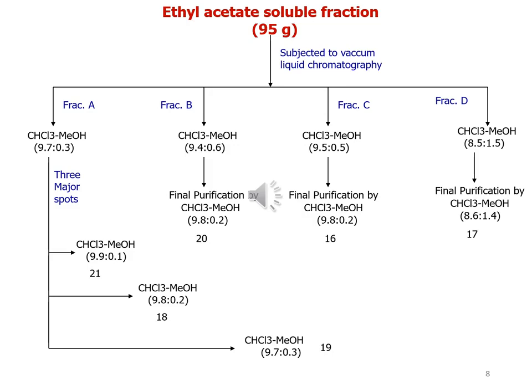9.8 and 0.2%. Fraction D is subjected to column chromatography over silica gel and eluting with 8.5 and 1.5% chloroform-methanol, and after final purification we get compound number 17. The purity of this compound was confirmed by using 8.6 and 1.4% chloroform-methanol solvent system.